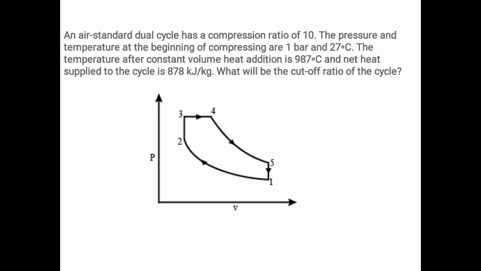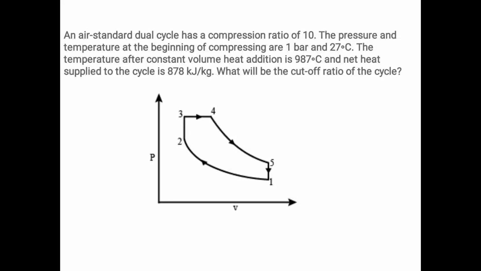Next we are going to see a problem related to the dual cycle. An air standard dual cycle has a compression ratio of 10. The pressure and temperature at the beginning of compression are 1 bar and 27 degrees centigrade. The temperature after constant volume heat addition is 987 degrees centigrade and the net heat supplied to the cycle is 878 kilojoule per kilogram. What will be the cutoff ratio of the cycle? First of all, draw the PV diagram for the dual cycle. Then only you can find out the data of the given problem.